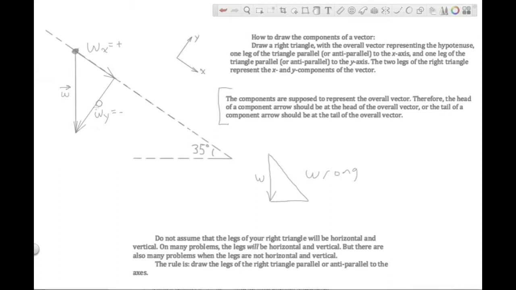And I drew a line parallel to the y-axis through the head of the overall vector. Well, we can just flip that. We could draw the line parallel to the y-axis through the tail of the overall vector. And we could draw the line parallel to the x-axis through the head of the overall vector, and that will give us the alternative right triangle.